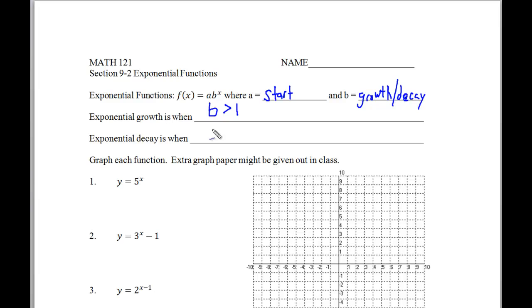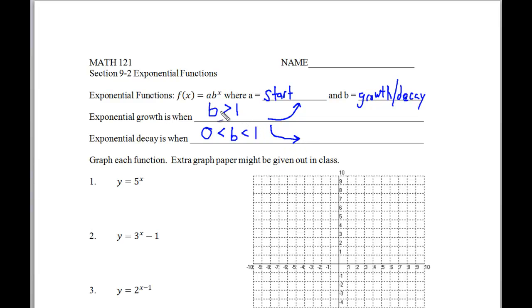Exponential decay is when the b is between 1 and 0, or it's a fraction, decimal, or a percent. Because what this does is it gets rid of a certain percentage of that graph at the same time. Exponential growth graphs look like this, and exponential decay graphs look like this.